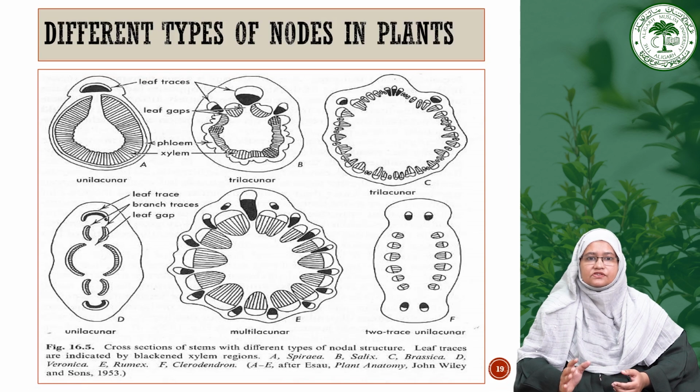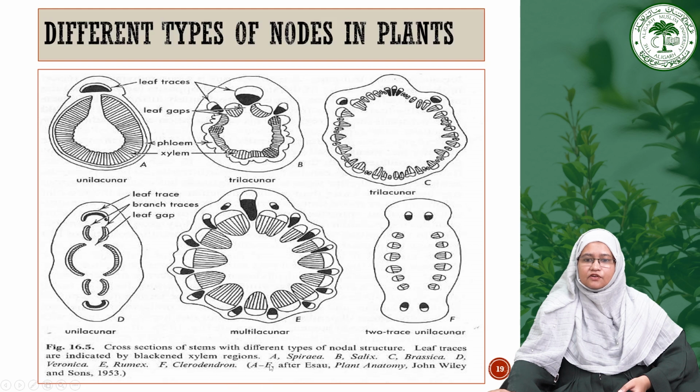So if we see the different types of nodes in different plants, as you can see, this one is unilacunar, present in Asparagus. Then trilacunar present in Salix. This trilacunar is present in Brassica. Then unilacunar in Veronica. Then multilacunar in Rumex. Then two-trace unilacunar in Clerodendron.